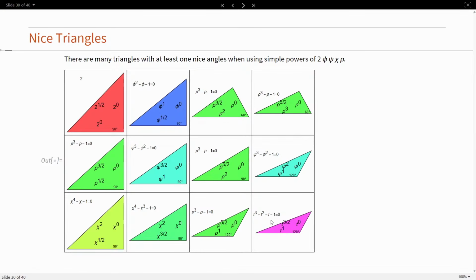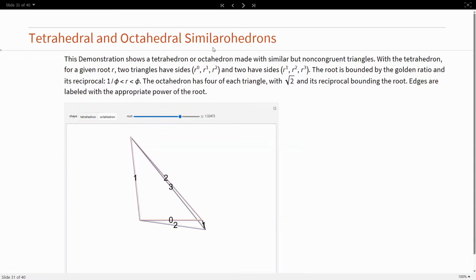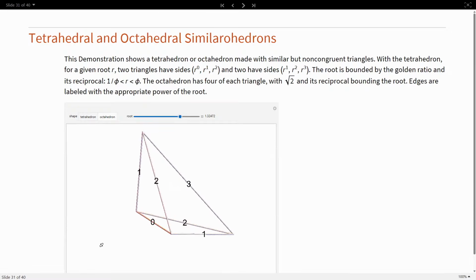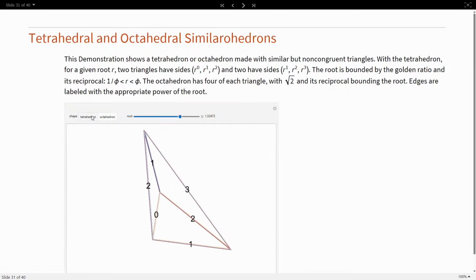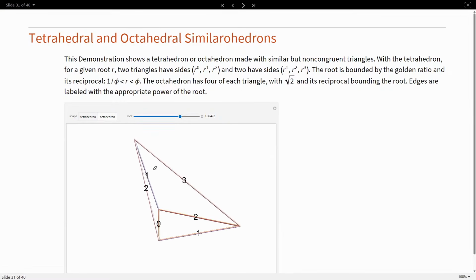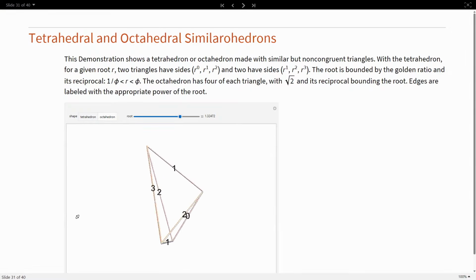So if these triangles can be hit within a tiling system, something nice might happen because 4 or 6 of them might fit together. Which is something we can see with tetrahedral similarohedrons, where all the faces are similar to each other. So here we have items based on the square root of the plastic constant.